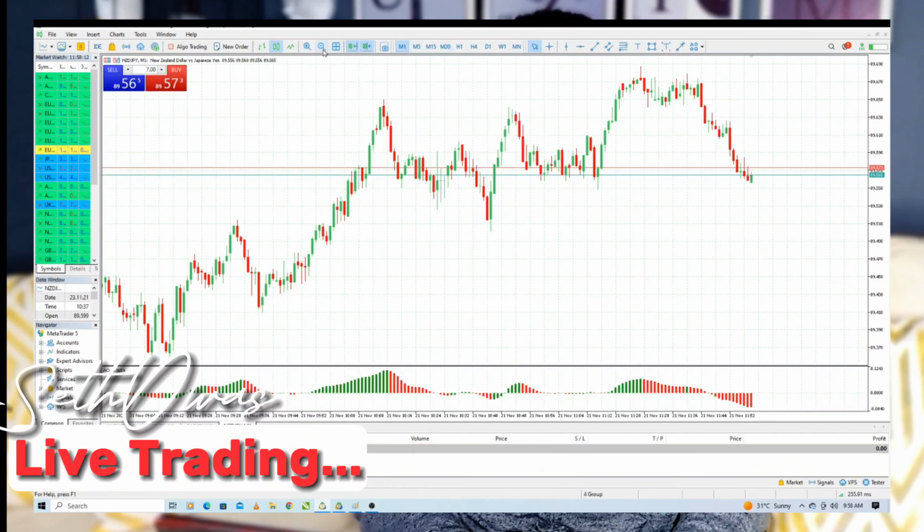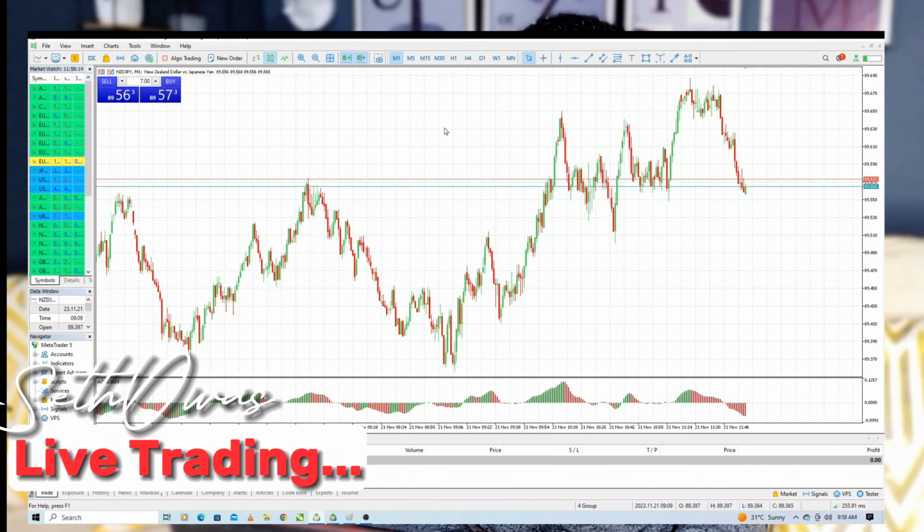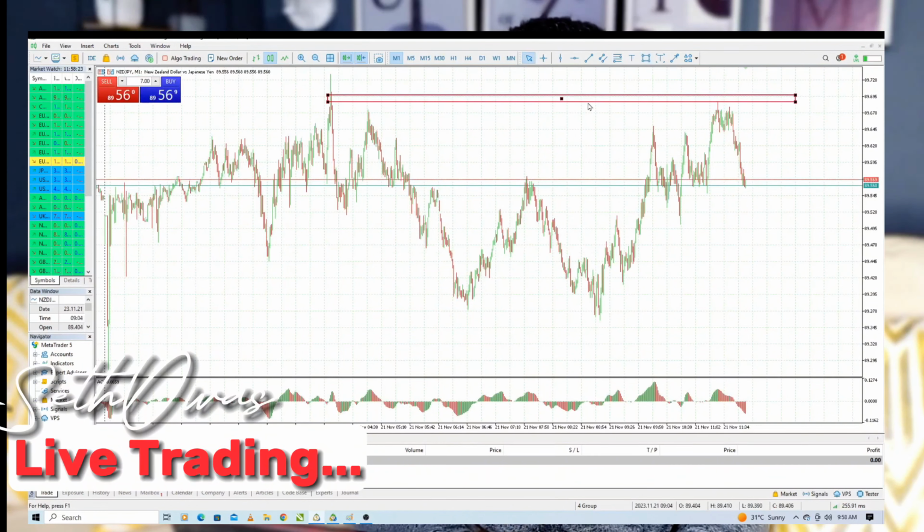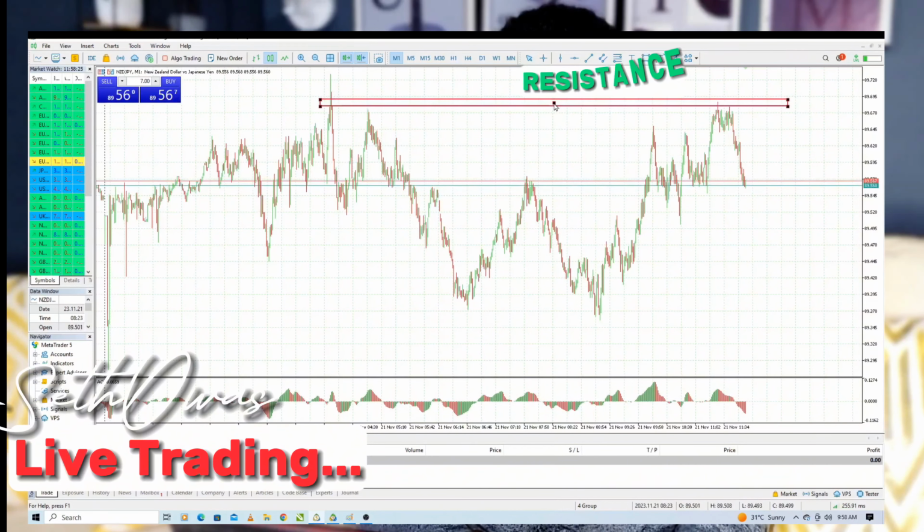Here we are on the NZDJPY chart, and as you can see, the market is already in a ranging mode. But let's zoom it out and see what's actually happening. As you can see, there is a support zone here at the top. We have to draw our structures to make our trading very easy and interesting.